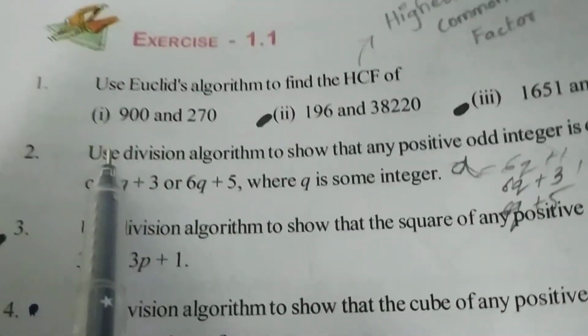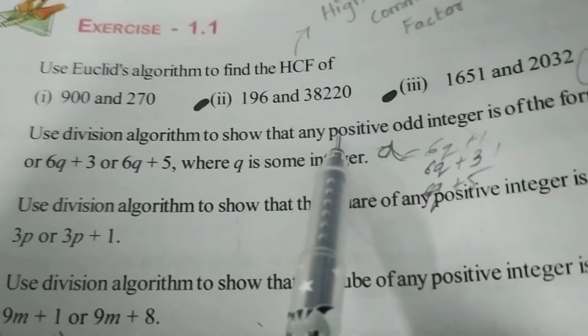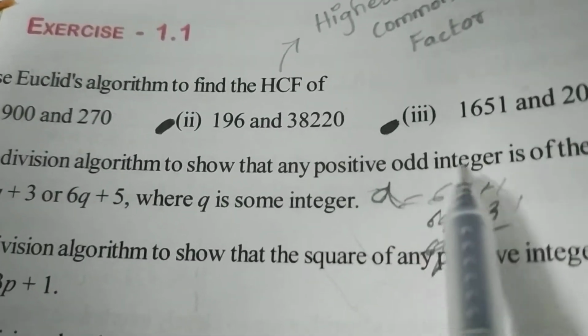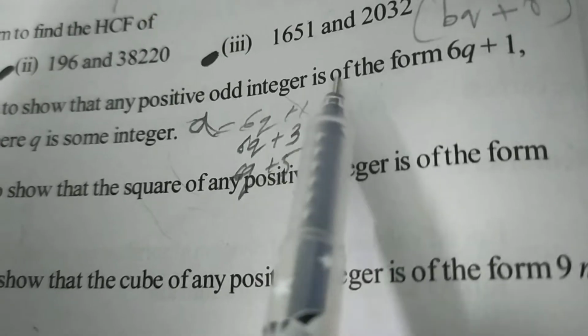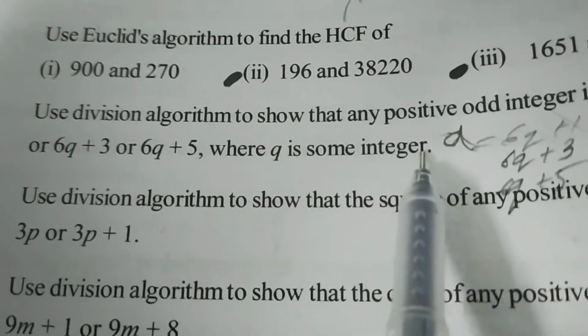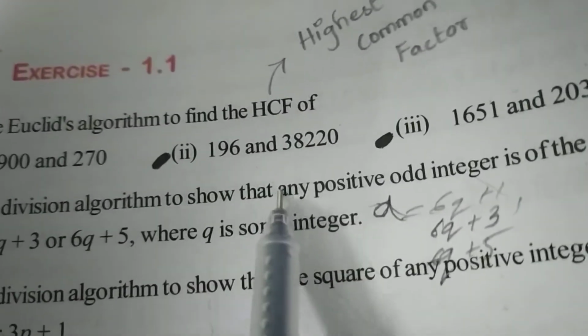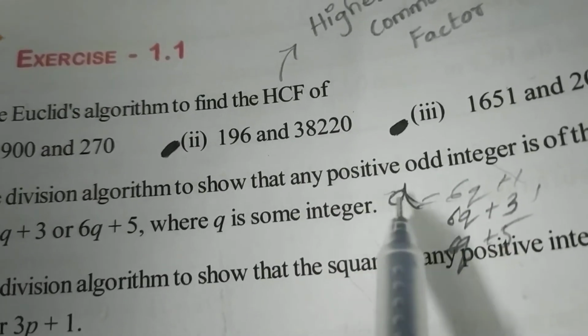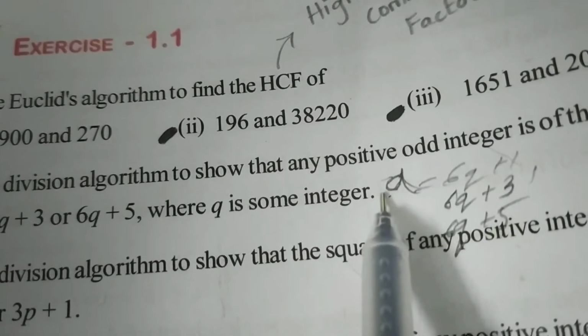We use the division algorithm to show that any positive odd integer is of the form 6q plus 1, 6q plus 3, or 6q plus 5, where q is some integer. The question is about any odd positive integer; let us take it as a. That integer is a.